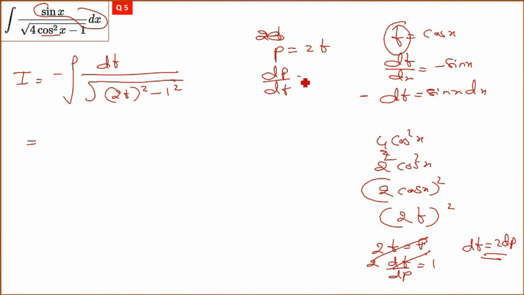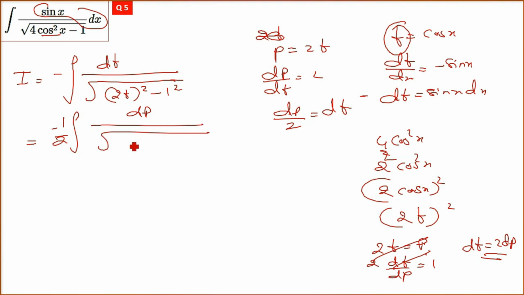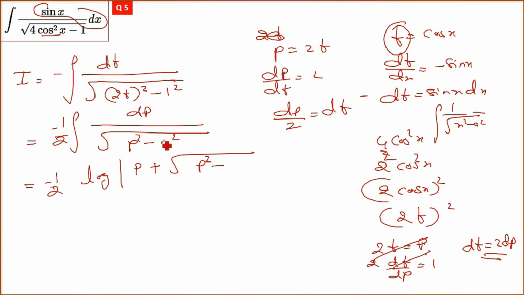We differentiate it with respect to t. This is the better way. So dp equals 2 dt. Now this dt can be replaced by dp by 2. So we write dp, 1 by 2 here, under root p square minus 1 square. Now integration of 1 by under root x square minus a square will be equal to negative half log. I'm just writing the direct formula: log p plus under root p square minus 1 square, that is 1 only.